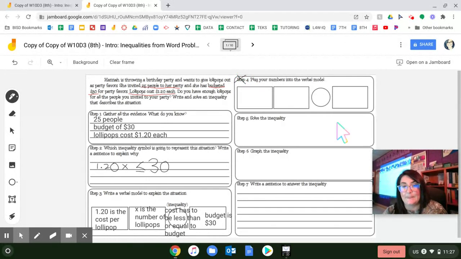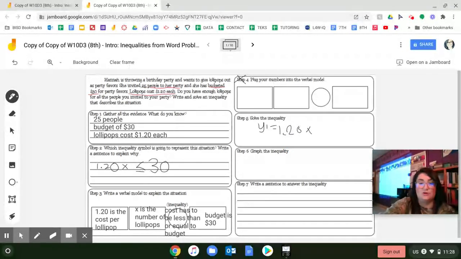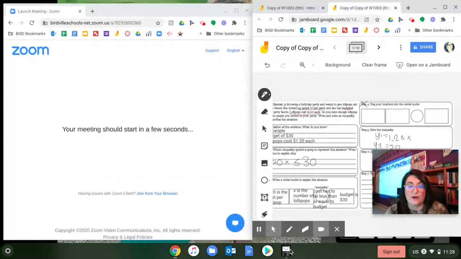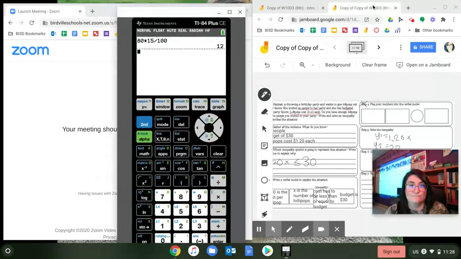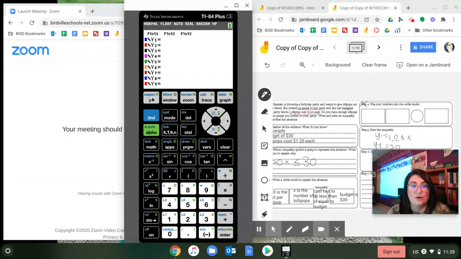So now we want to solve the inequality. The way we're going to do that is go into our calculator into Y1 and put in 1.20x. Make sure you put that decimal there. In Y2, we're going to put in 30. Let me go ahead and show you that. Just as a review, you go to Y equals. We're going to put in 1.20x, and on Y2, we're going to put in 30.